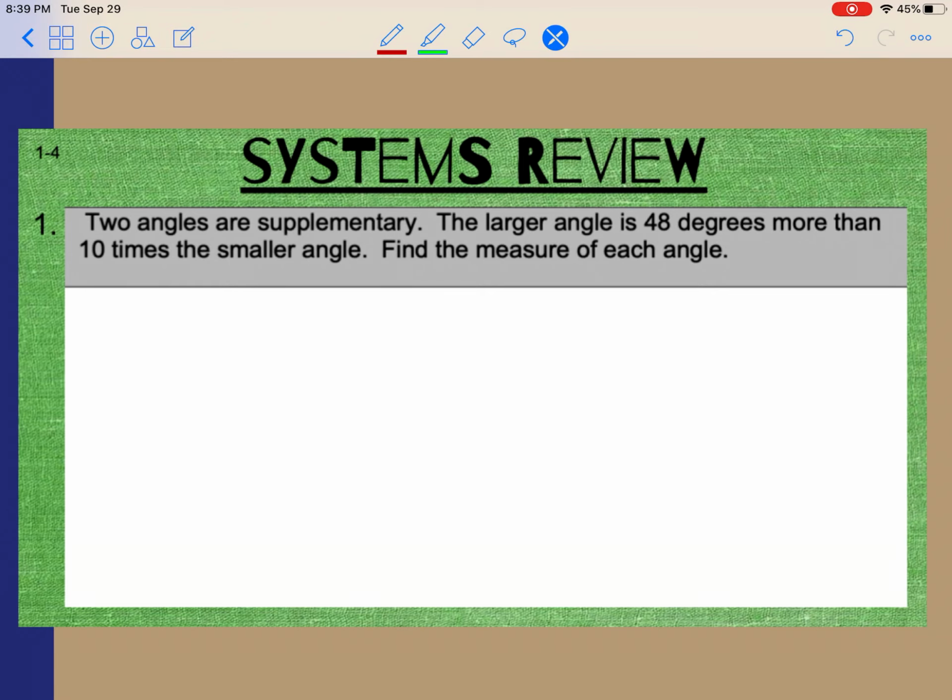Okay, if you need some extra help getting started on your review question today, here's some help getting you set up on your equations. If we look at the first sentence, two angles are supplementary. Well, we learned that if you have supplementary angles, they add up to 180 degrees. So let's say that we have x plus y equals 180.